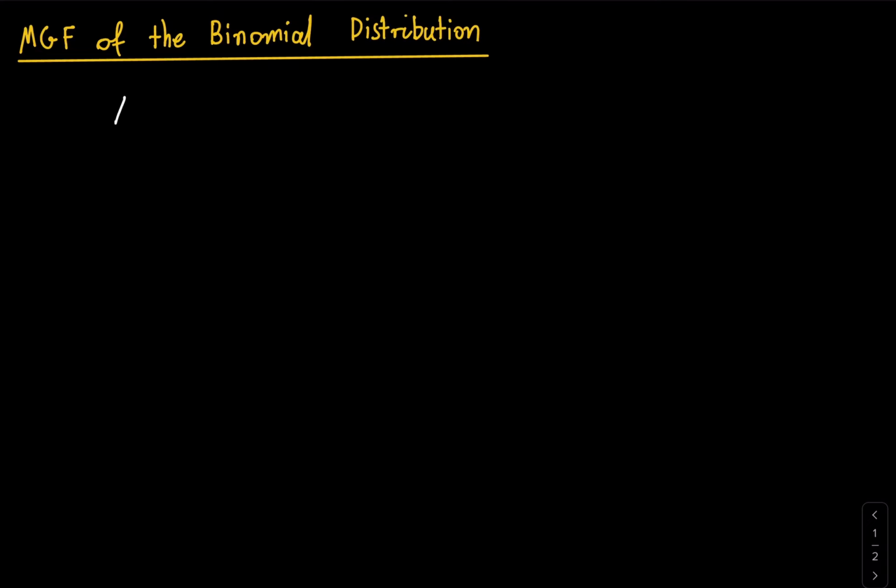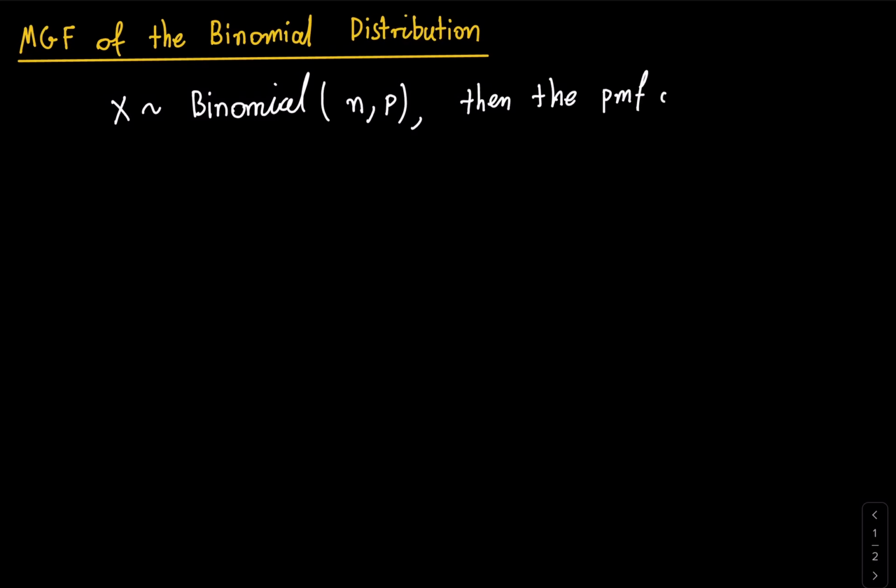Before we begin, let's first remind ourselves what the binomial distribution looks like. Recall, if x is distributed binomially with parameters n and p, where n is the number of trials that you are performing and p is the probability of success, then the PMF, or the probability mass function, of x is given by the following expression.